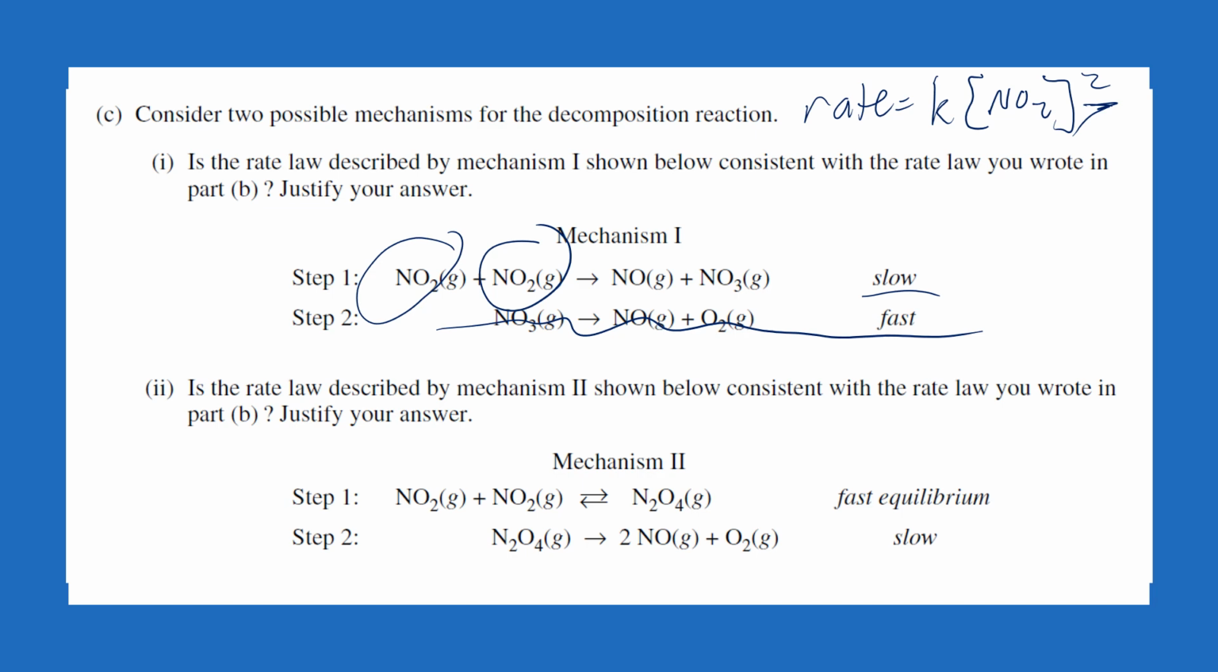And that's it. So yes, it's consistent. There are 2 NO2 molecules in the slow step and nothing before the slow step.